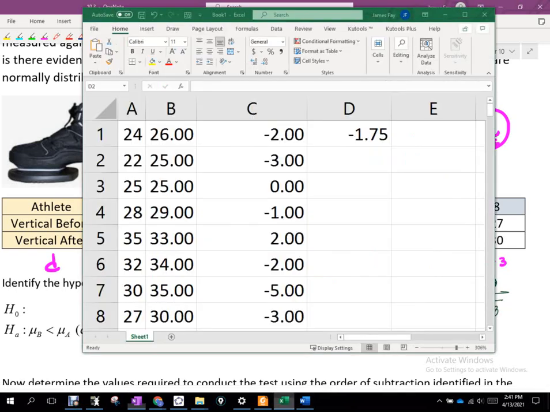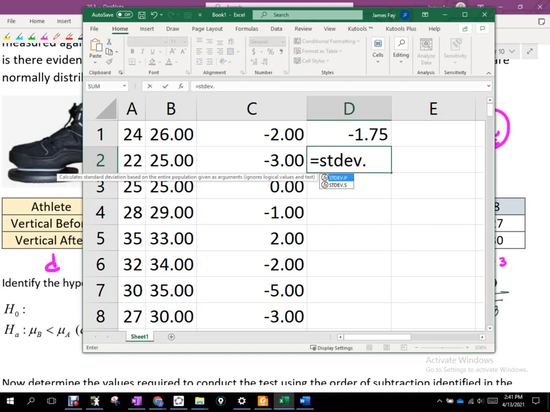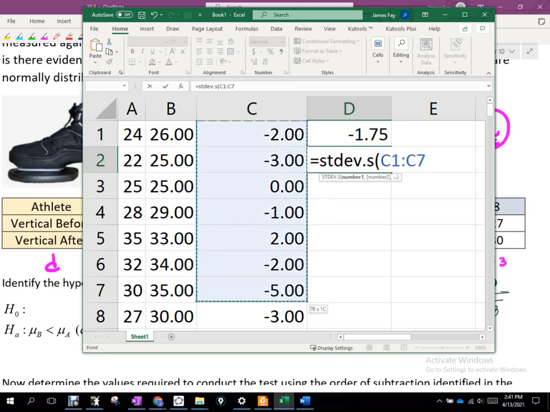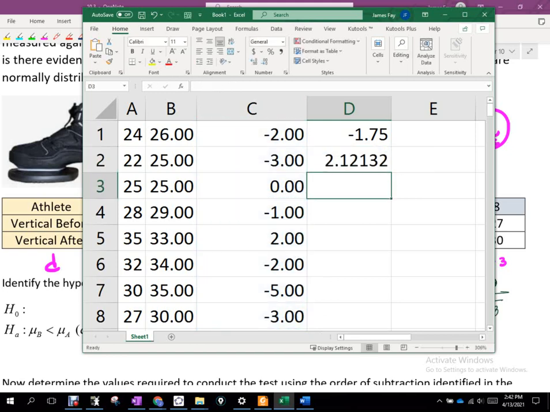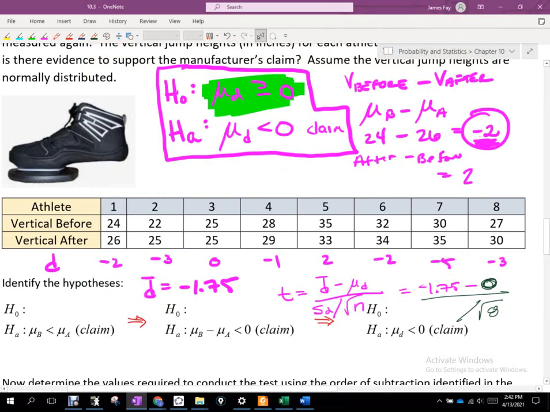We need to find the standard deviation. So I'm going to hit equals standard deviation dot. Now, am I dealing with a sample or a population? Sample. Okay. So now remember, it's the standard deviation of the differences. So I'm going to select those, and I get that number right there. Okay. So 2.12132 is then that T value. Is that okay with everybody?